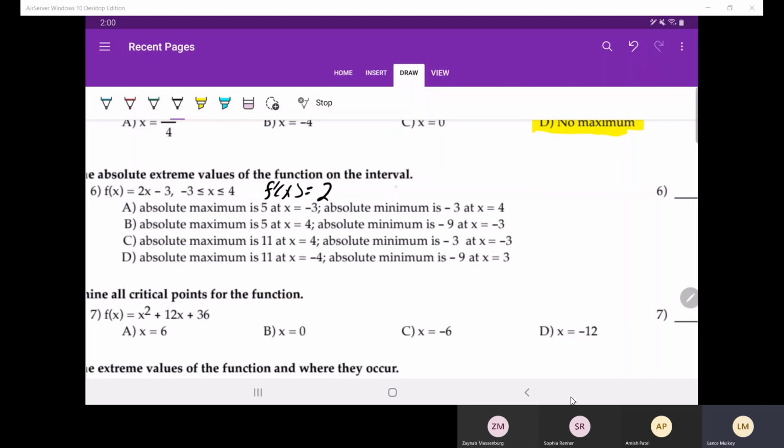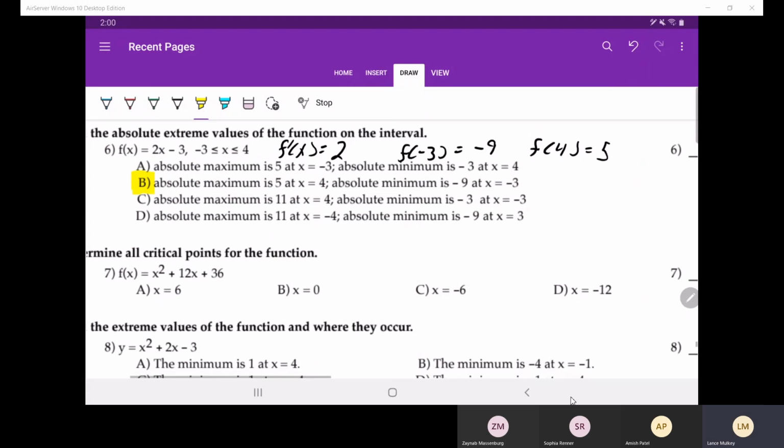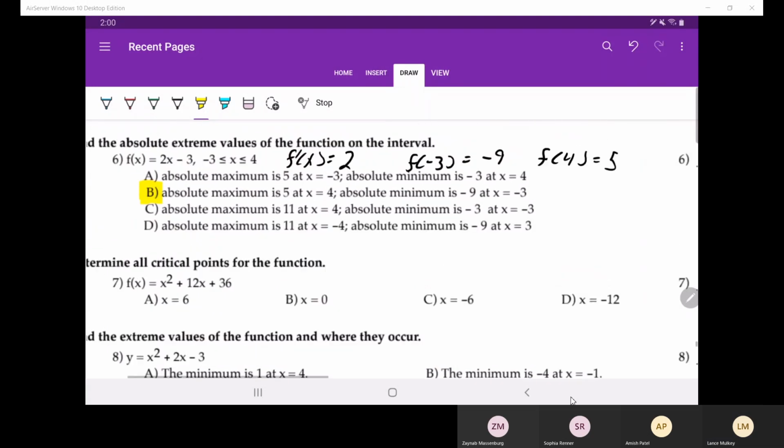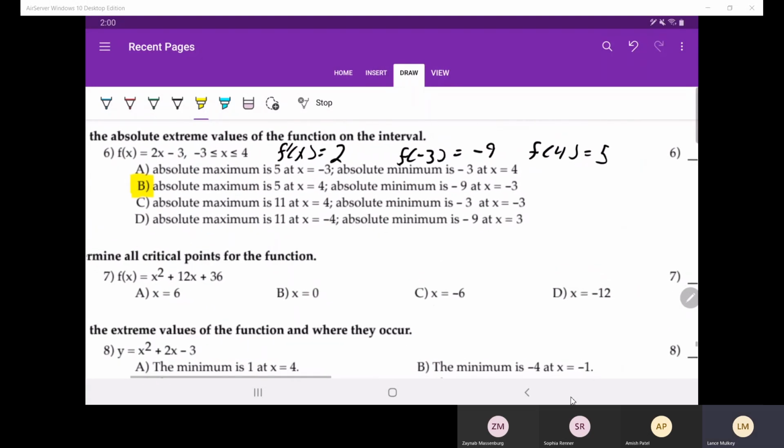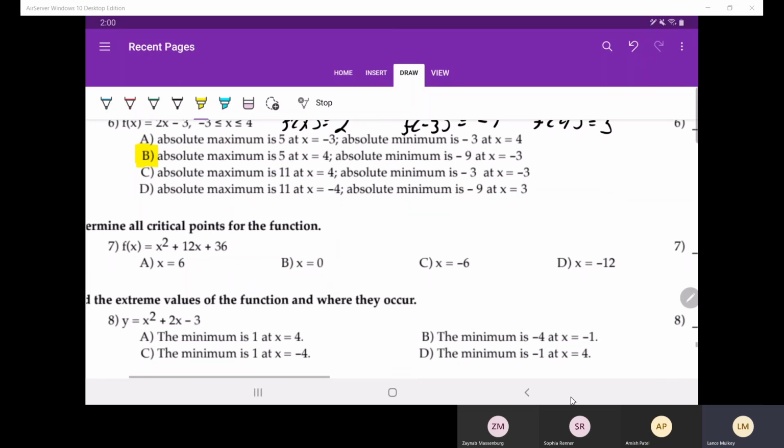So all you have to do is check the endpoints. So it has a maximum of 5 at x equals 4, and a minimum of -9 at x equals 3. It's a linear function. That's obvious, I know, but still. And because it never changes direction, there's no critical points.